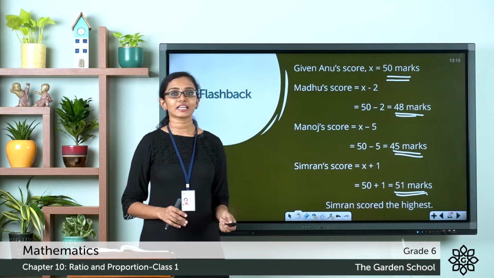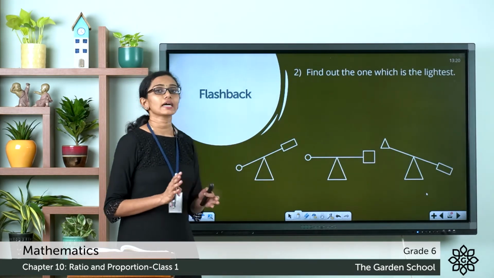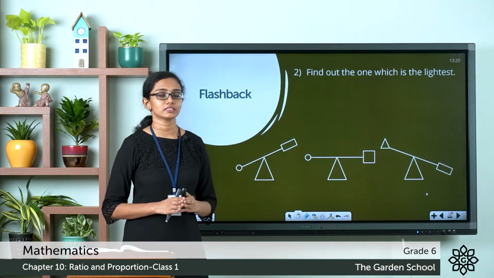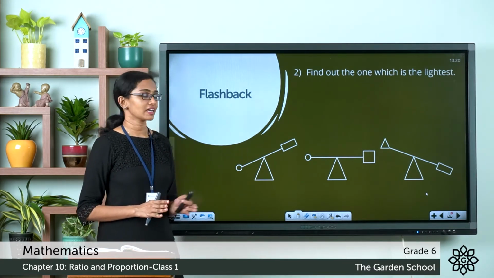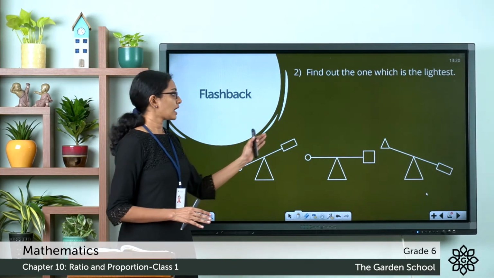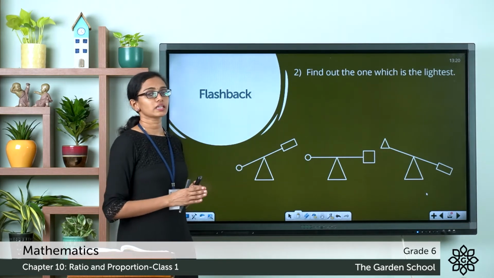Now let's have a look at the second question. It says find out the one which is the lightest. Now this question is based on the principle of balances. Have a look at the first figure here. See, here on the left side we have a circle and on the right side we have a rectangle. Can you say which is the lightest here?